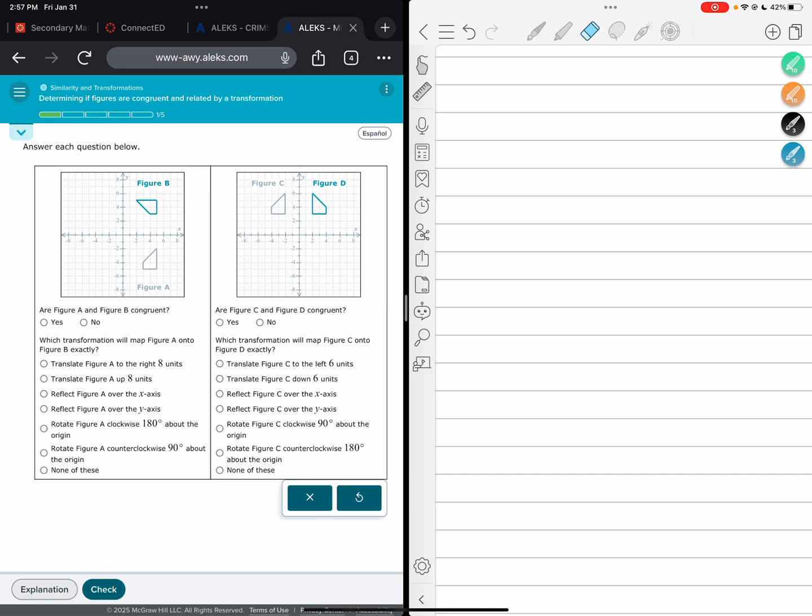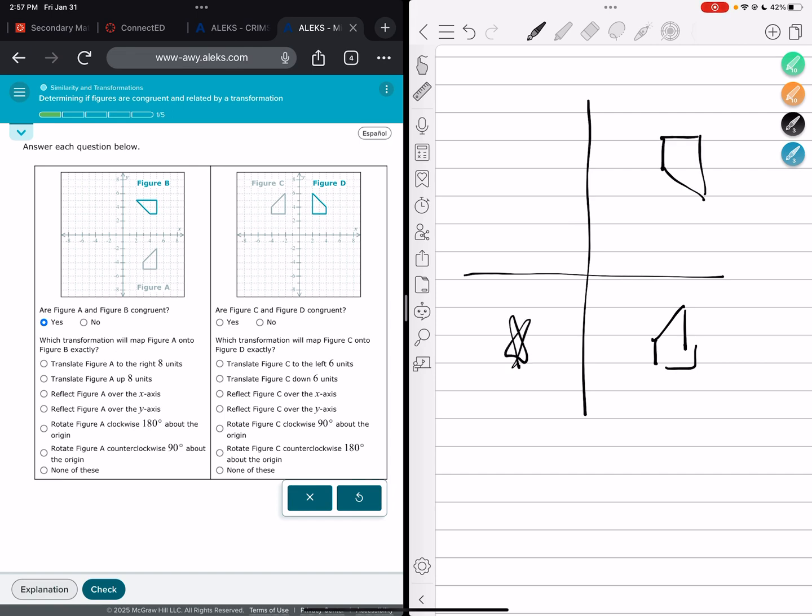All right, doing this again, if I look at figure A and figure B, yes, they're congruent. Again, they're not the same direction, so I know it's not a translation. If I think about a reflection, honestly, neither reflection is going to work. If I go over the y-axis, it means I end up in this quadrant. If I go over the x-axis, that means the point's going down and it looks something like this, so I know that's not the case.